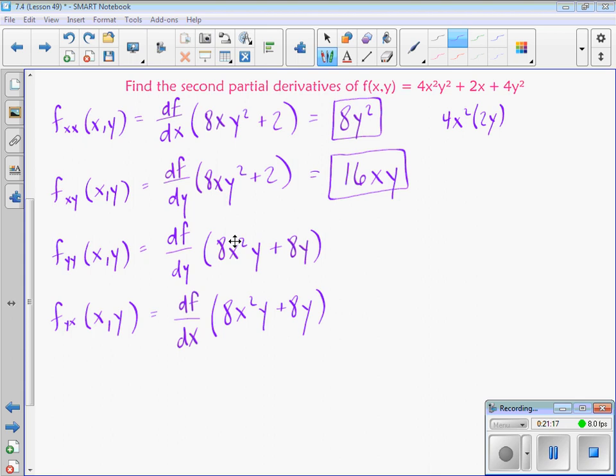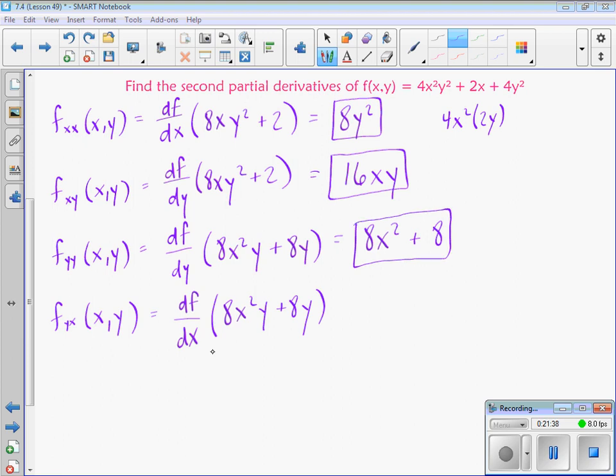Now the difference, this one I'm going to take the derivative with respect to y again. So this 8x squared is constant, and the derivative of y is 1, and then plus 8. Does that look right to people?